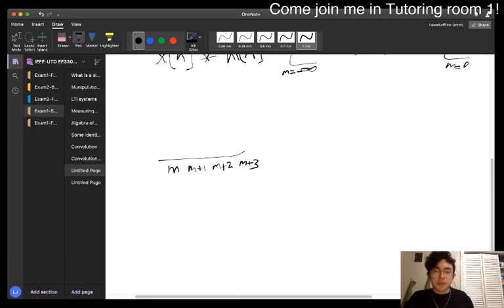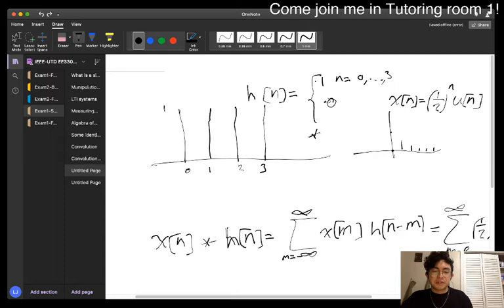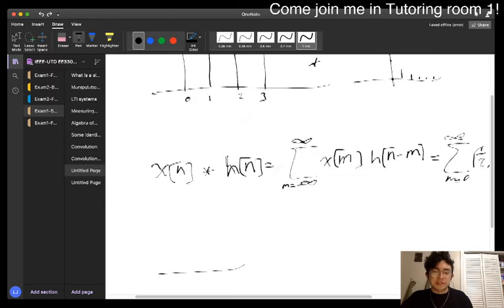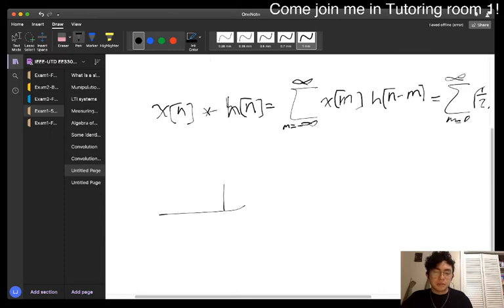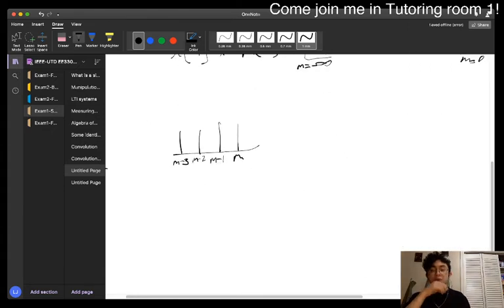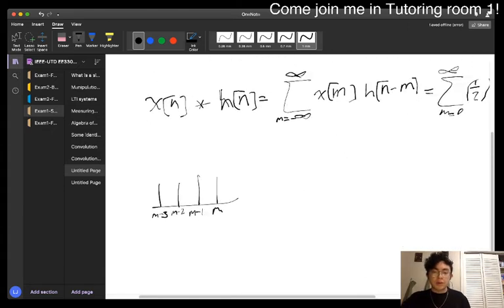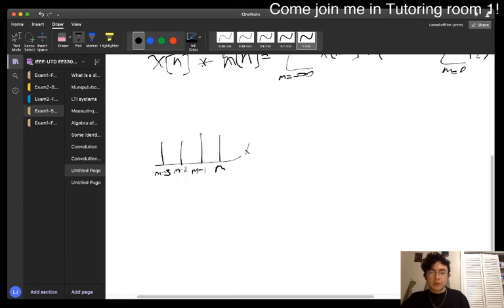But actually, wait. We were supposed to flip it first. Remember to flip it. So we're actually going to write this as m minus 1, m minus 2, m minus 3. So this is the flipped version of our x. And then we're going to convolve it with our exponential. I know it's not continuous, but I'm just going to draw that. It's easier.